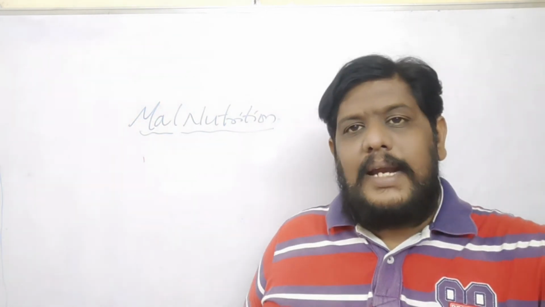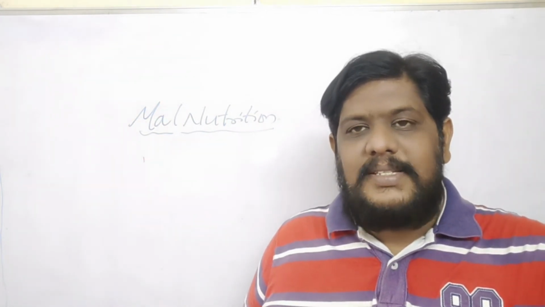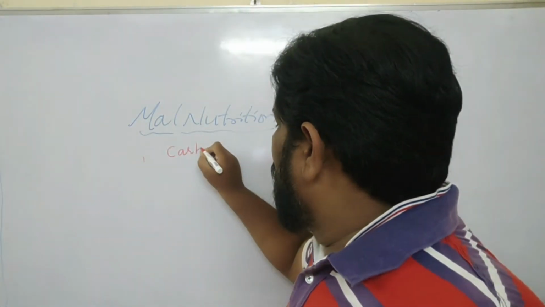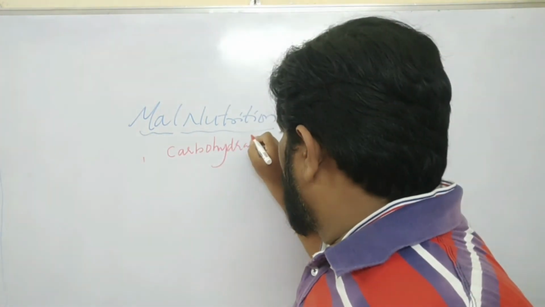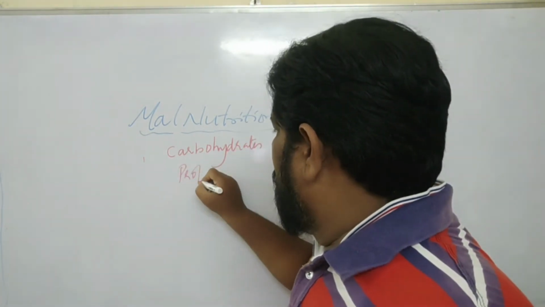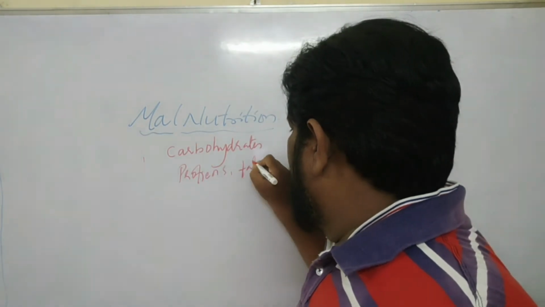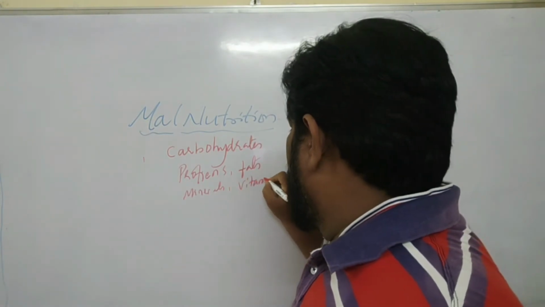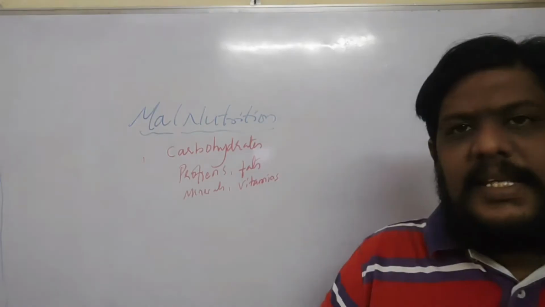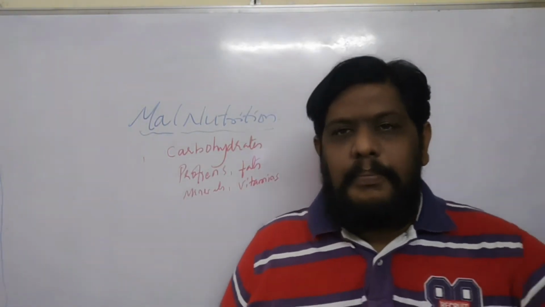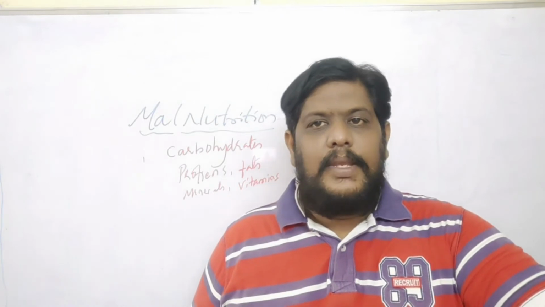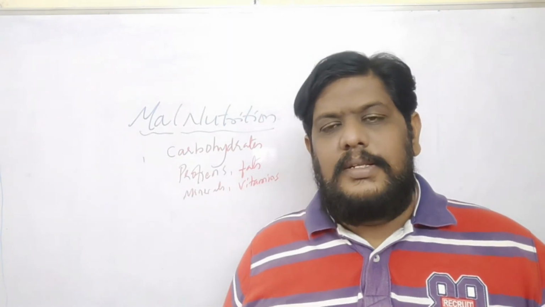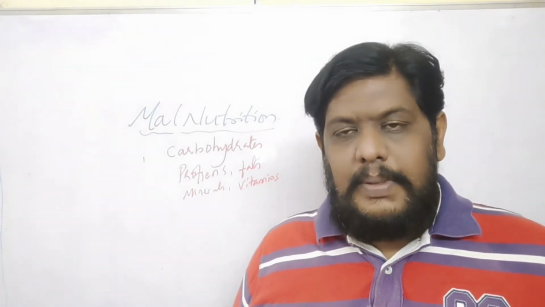We already know that there are carbohydrates, proteins, fats, minerals and vitamins. So these are the five very important nutrients which are there in our diet, or which should be in our diet. All these nutrients should be taken in a proper, balanced way.